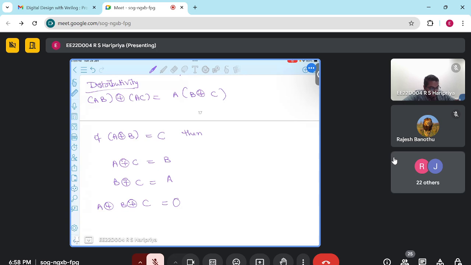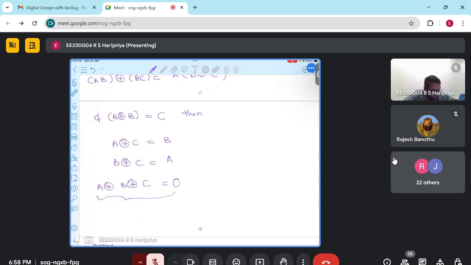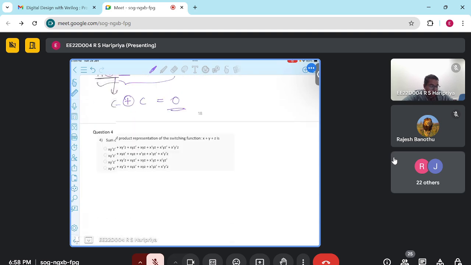Why? Because A XOR B is C. Now if you perform XOR with C, it should be equivalent to B. This expression, we know that A XOR B is equivalent to C. This gives C XOR C, which is again 0. Okay.